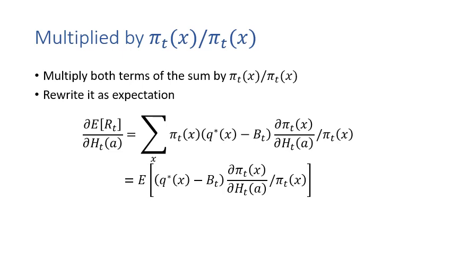Here is another trick. After adding the baseline, we can multiply both terms of the sum with the function pi t of x. By multiplying both terms with pi t, we can rewrite this summation formula as an expectation. This is the definition of expectation, which is the probability multiplied by the value.